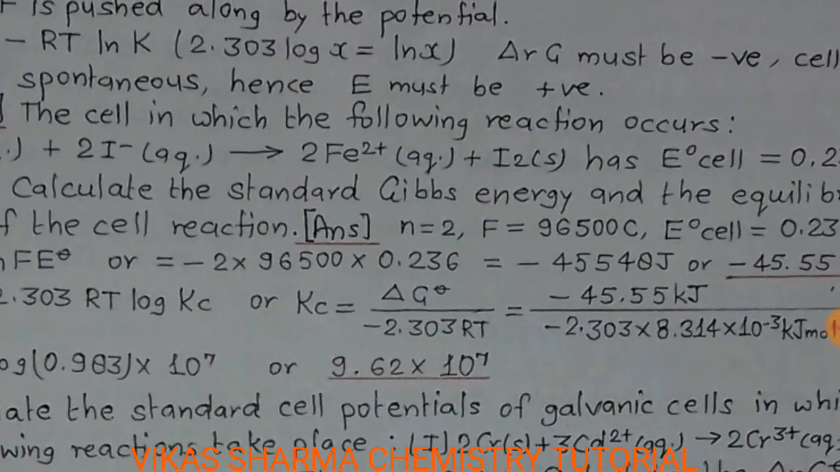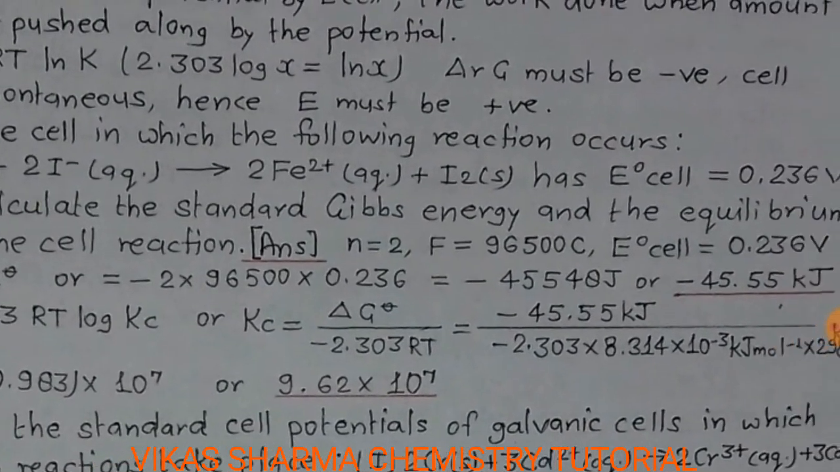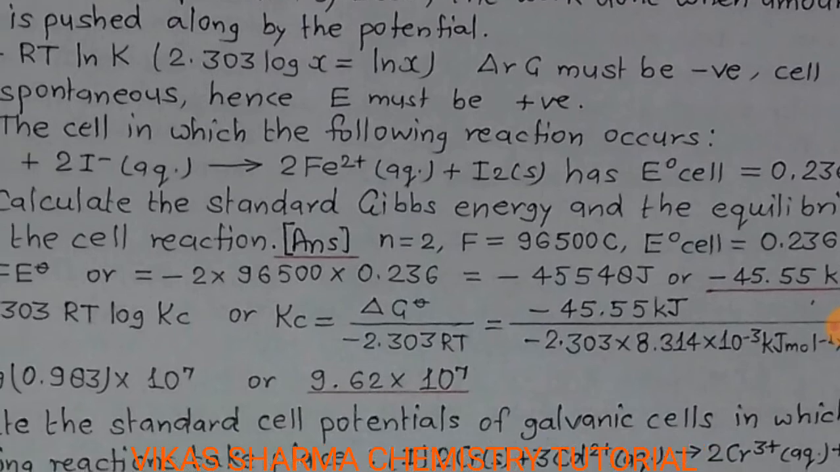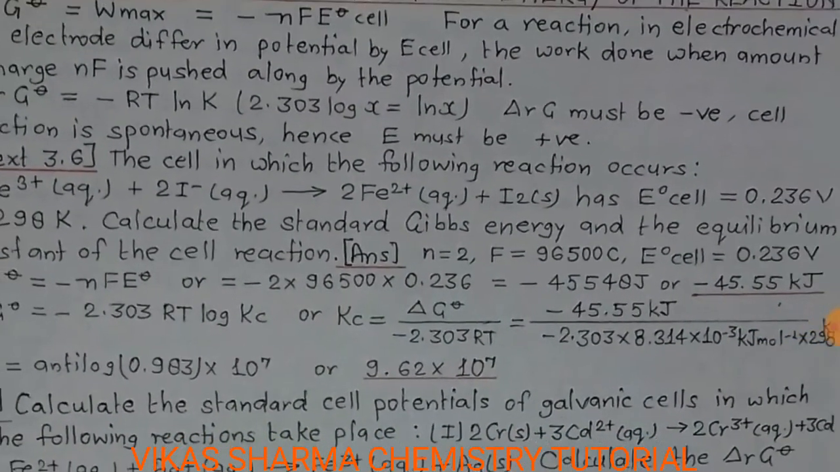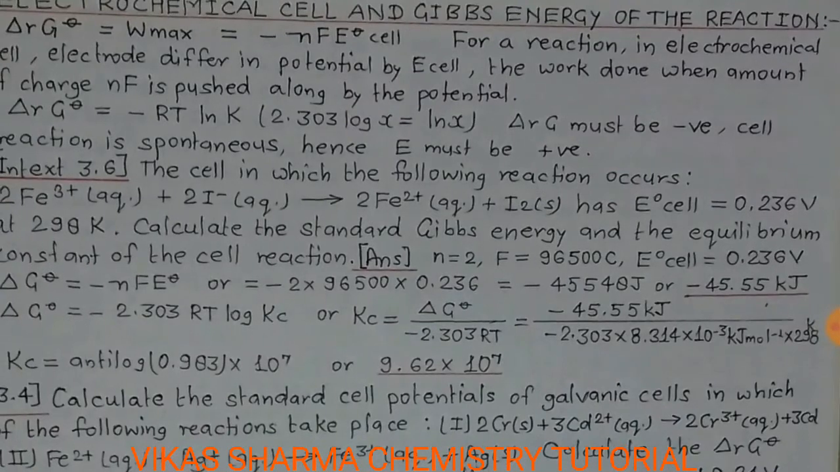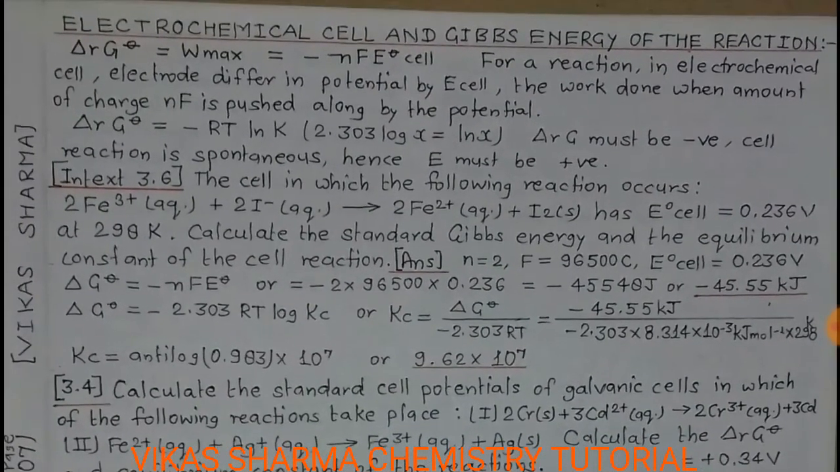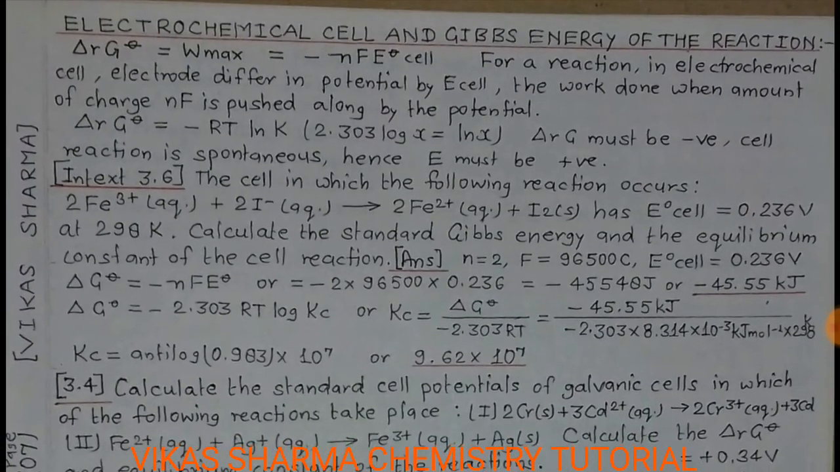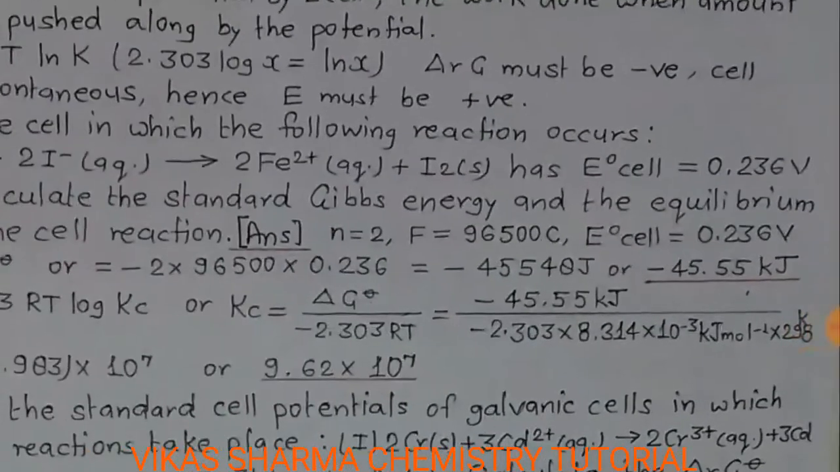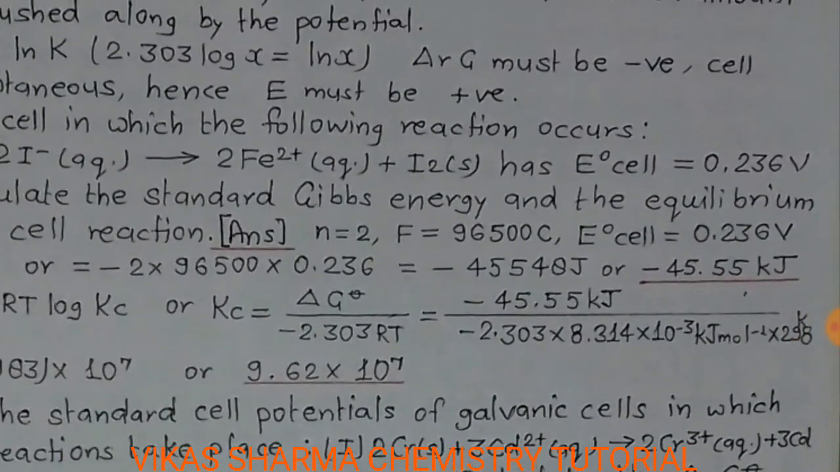Iodide is oxidized because I- goes to the neutral value, and the ferric ion is reduced. The E° cell value is given. In this question, calculate the standard Gibbs energy and the equilibrium constant of the cell reaction. So the number of electrons gained or lost is 2. Faraday's value is 96,500 coulomb. The E° cell value is given as 0.236 volt.